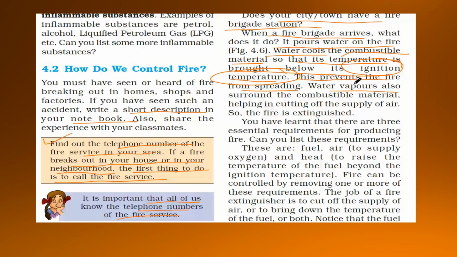Now water vapors also surround the combustible material. The thing which is burning is the combustible material. When water is put on that, what is happening? We can say that there is an accumulation of water vapors around the combustible area, which is helping in cutting off the air. So the fire is gradually extinguished.